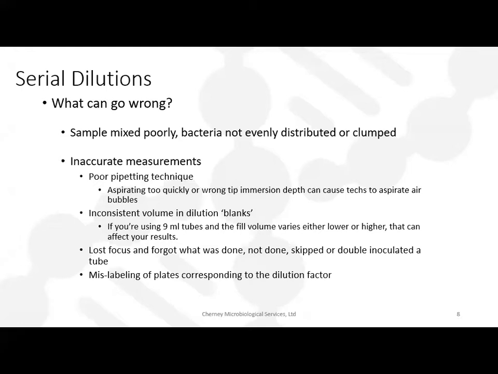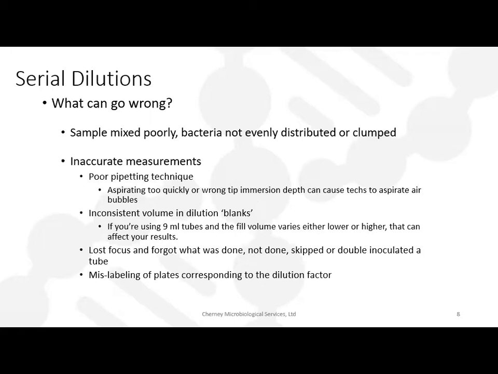Another thing for inconsistent measurements is having inconsistent volumes in your dilution blanks. So in those tubes that we were putting 1 mil into, and we're supposed to contain 9 mils of diluent, it can really throw off your dilution series if your tubes sometimes have either higher or lower volumes. If you're using one that has 8 mils instead of 9 or 10 mils instead of 9. You see this a lot with labs that make their own dilution blanks. There can be little inconsistencies there. But just make sure if you're using these dilution blanks that you have 9 mils.